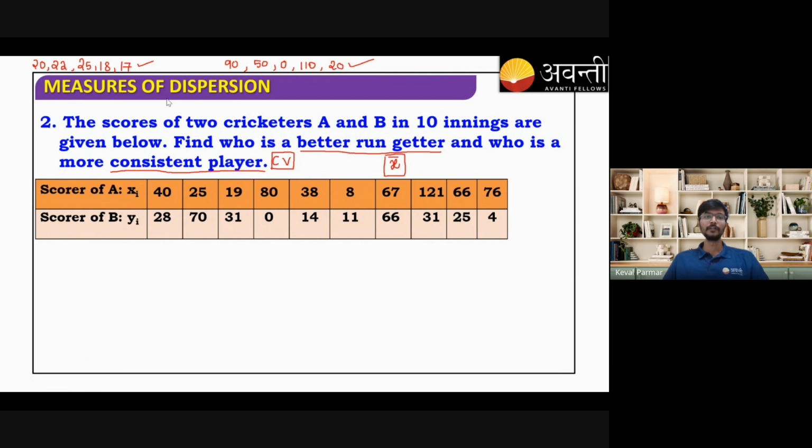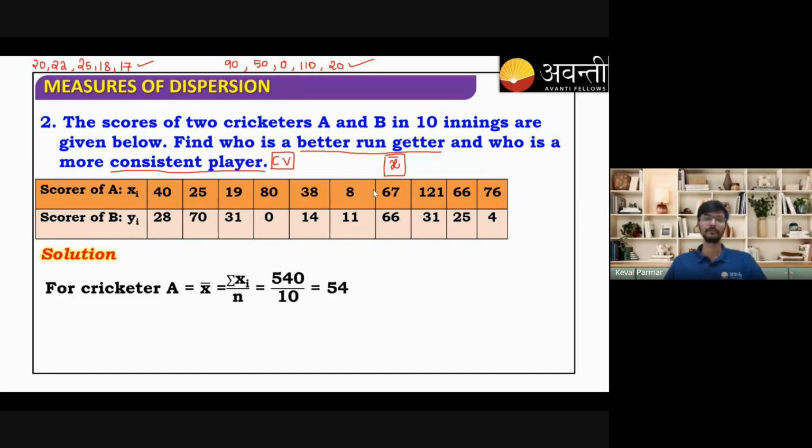So I hope you understood the meaning of consistency and better runs. So let's see the question again. Same thing, guys. We have to make the table for both of them. Correct? Now, as you can see here, the numbers are quite big: 121, 67, 38, and very odd numbers, right? So it is better we do the step deviation method for ease of calculations.